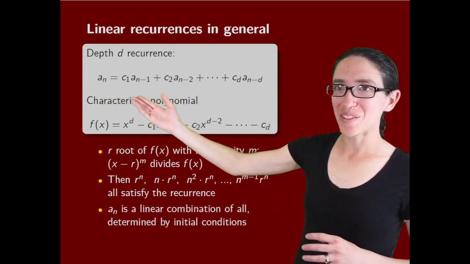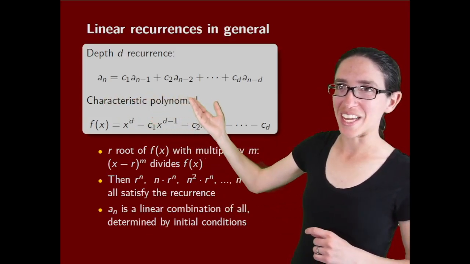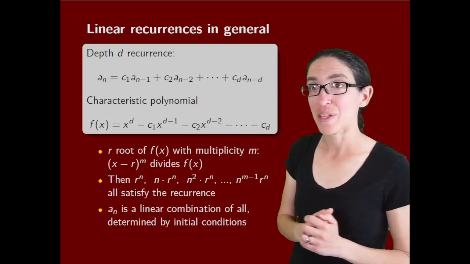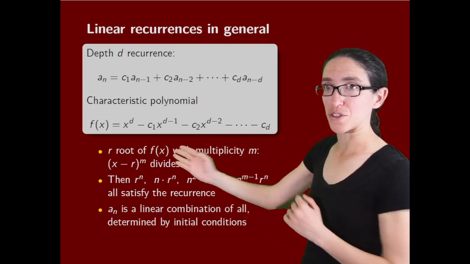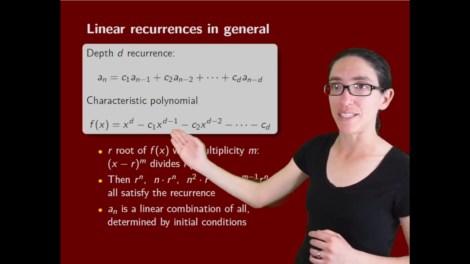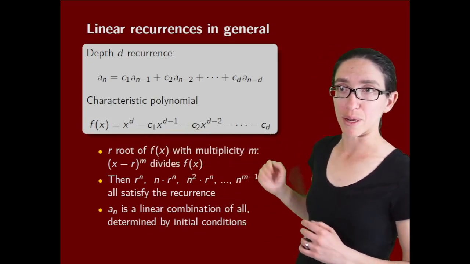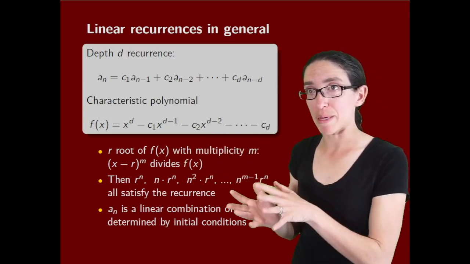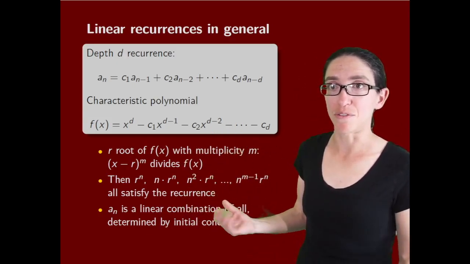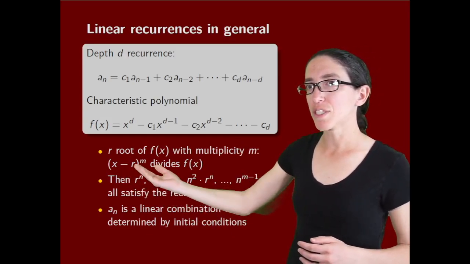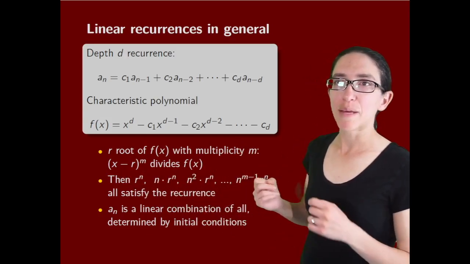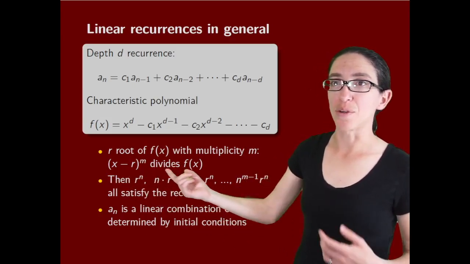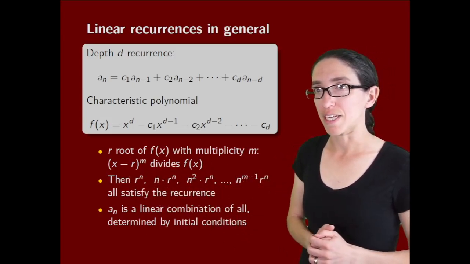a sub n equals c1 a sub n minus 1 plus c2 a sub n minus 2 plus up to cd a sub n minus d, not just depth 2 now. Now the characteristic polynomial is constructed in the same way: x to the d minus the rest of the coefficients times the smaller powers of x. And this characteristic polynomial may have many roots. Some of them may be equal to each other, so many of them may be different from each other. And so we say if r is a root with multiplicity m, that means r occurs m times. (x minus r) to the mth power is the biggest power that divides f of x.